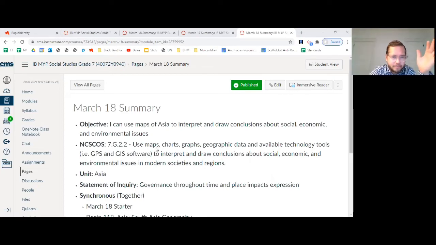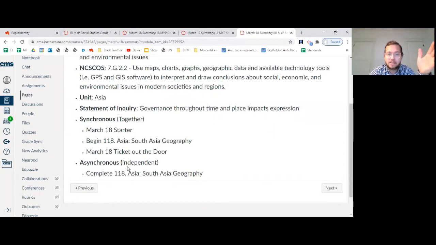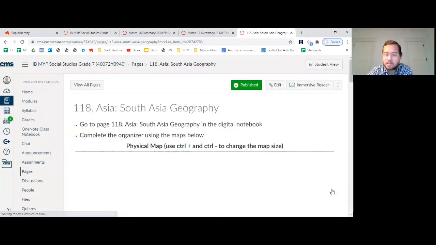Refocus, refocus. All right, so then synchronous work: starter, March 18th starter. Then begin 118, Asia, South Asia geography. We're gonna look at South Asia now. And then March 18th, ticket out the door. Then your asynchronous work is to complete 118, South Asia geography. Now again, I was out yesterday for a majority of my classes for an appointment. You were expected to still complete 117 yesterday. The video was up, everything was there ready for y'all.